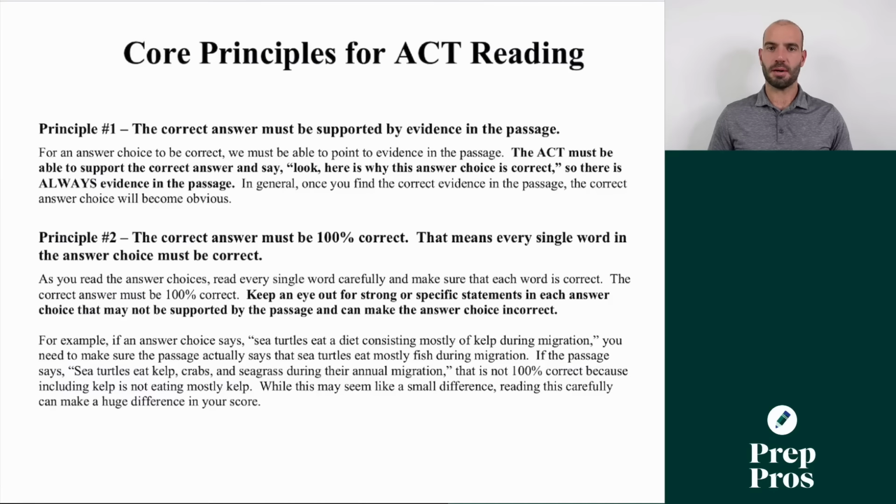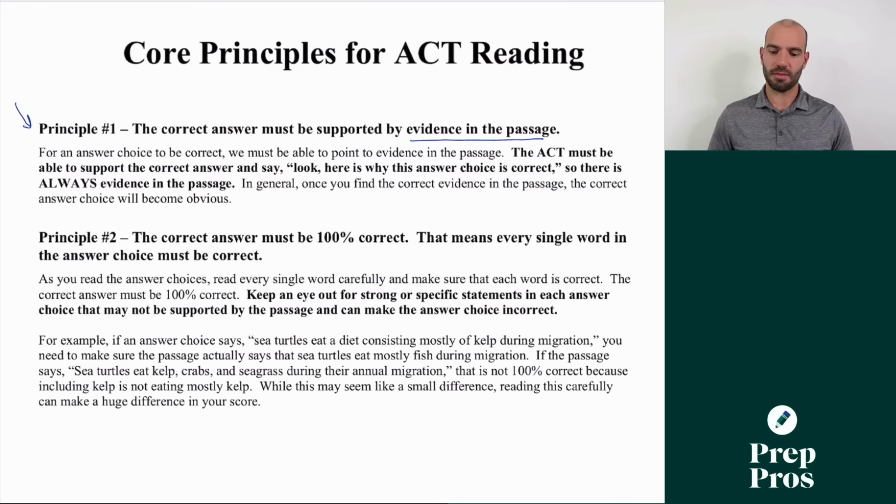For the ACT reading, I'm going to give you a quick pro tip to help you understand what makes answers right versus wrong. And these are really just two main principles. Principle number one is that the correct answer must be supported by evidence in the passage. There's always something that you can point at in the passage to make your answer choice correct. I always like to say, put your finger on the evidence. If you can point to why your answer is correct, you probably have the correct answer.